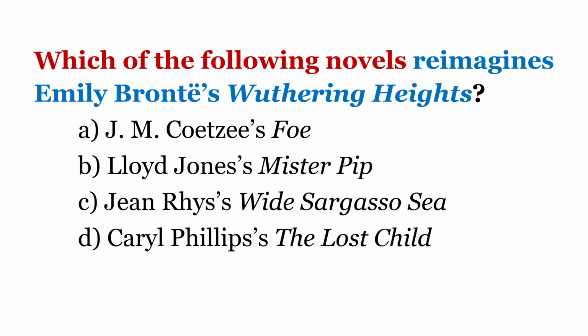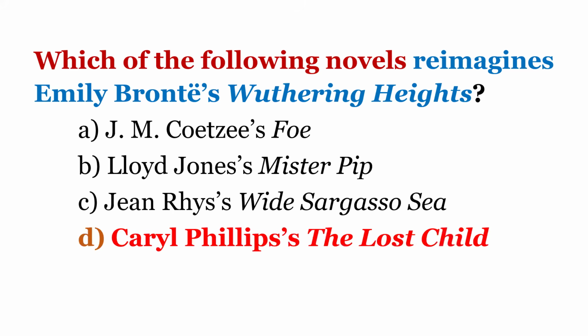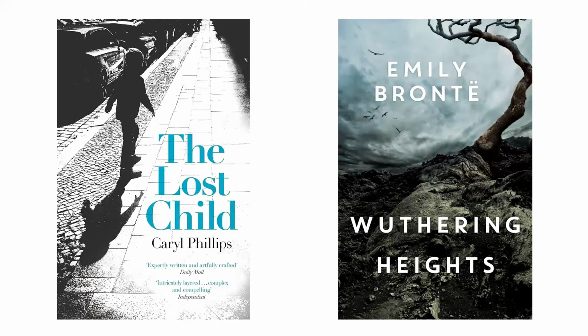Next question. Which of the following novels reimagines Emily Bronte's Wuthering Heights? Option A, J.M. Coetzee's Foe, F-O-E. B, Lloyd Jones's Mr. Pip. C, Jean Rhys, Wide Sargasso Sea. D, Caryl Phillips, The Lost Child. And the answer is D, Caryl Phillips, The Lost Child. This novel reimagines, or it's a retelling of Emily Bronte's Wuthering Heights.